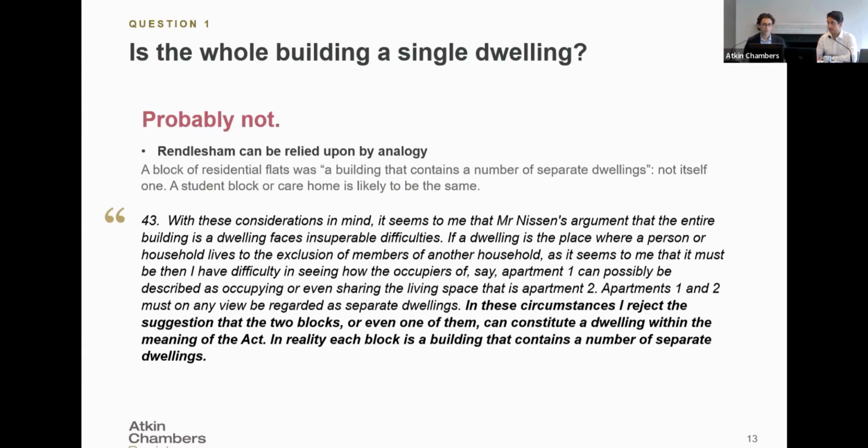And there are probably two additional points there. We say probably not because the analogy between tower blocks of flats and student accommodation buildings or care homes is not a direct analogy, partly as a result of the exclusive possession point. Students and care home residents may not have functional or exclusive possession of their room, or if they have functional exclusive possession, they may not have legal exclusive possession.